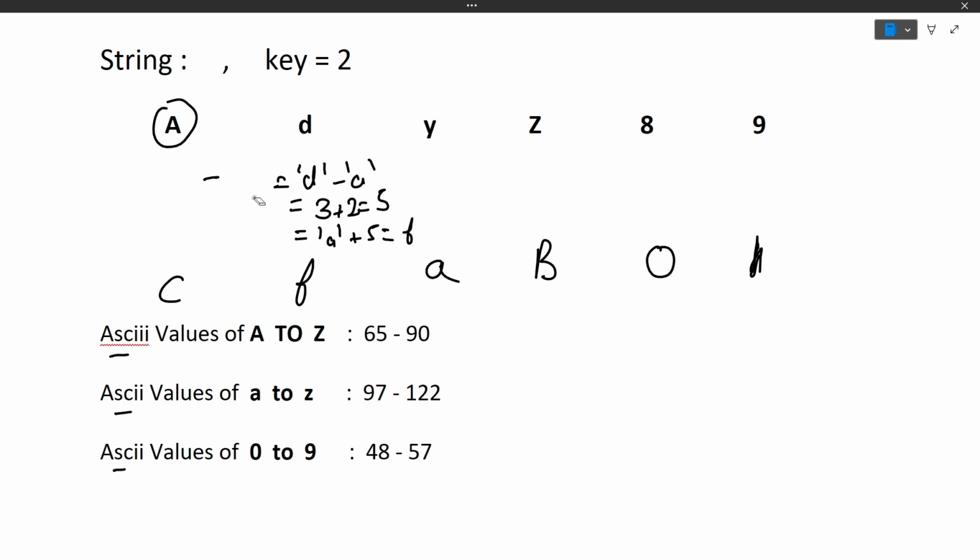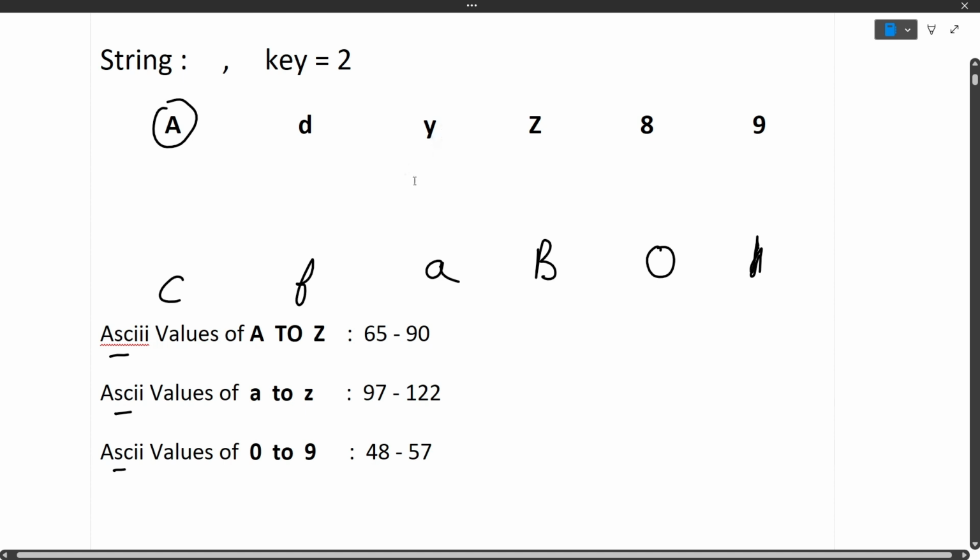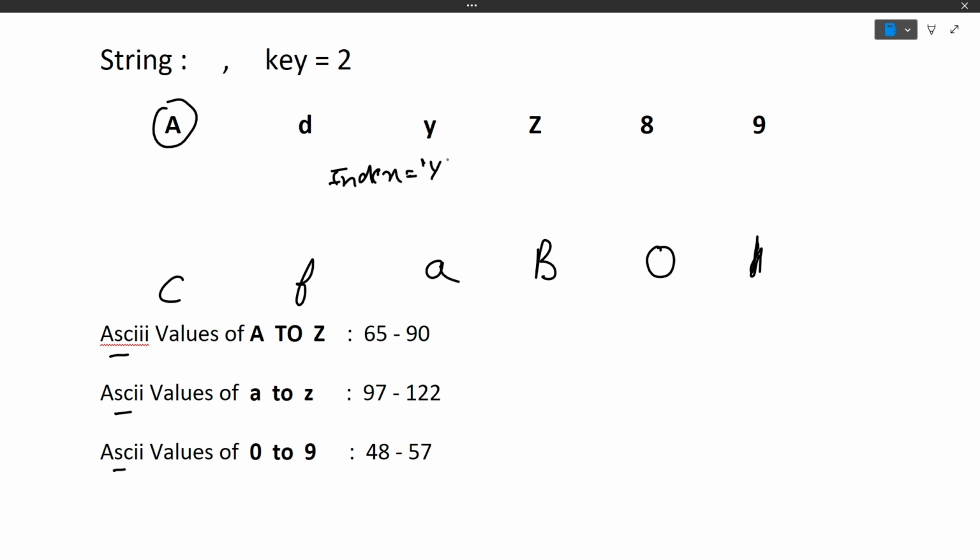Now going towards the Y, Y will be a little bit tricky. Let's find the index of Y. It is lowercase, so Y minus small a gives us 24, I guess. Yes, it will give us 24. Now we will do 24 plus 2, which is our key. It is 26.